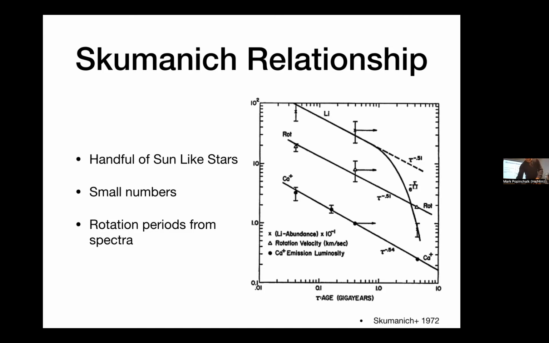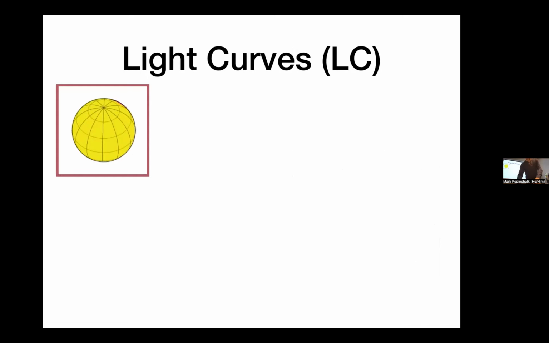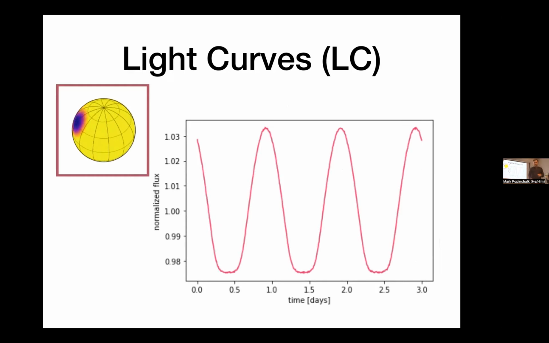What we do to find rotation periods today is we don't look at spectra, we look at light curves. We look at how quickly these stars are spinning by measuring their brightness over time and seeing how quickly a star spot, for example, is spinning on the surface as it comes into and out of view. That will change the overall brightness as the dimmer star spot rotates in and out of view. And so from this light curve, we can get an idea of how quickly the star is spinning.